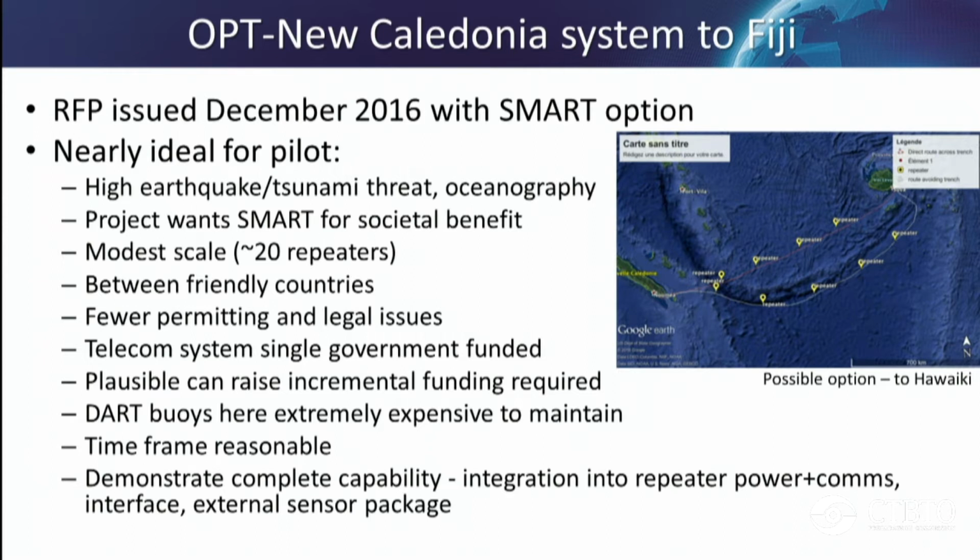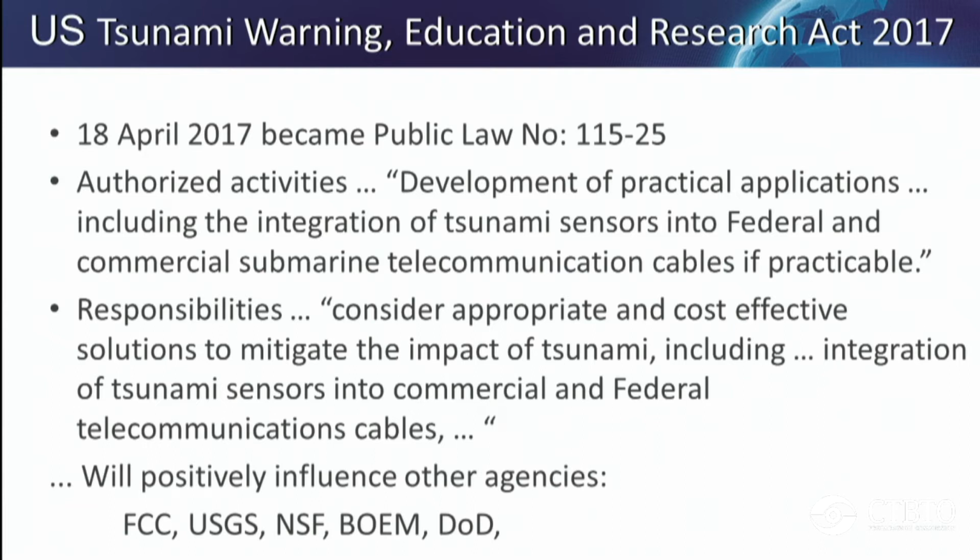The second step, progress: the US Congress and the President signed the Tsunami Warning Education and Research Act of 2017. This was tied to a weather bill, a non-controversial bill. But it basically authorized NOAA to look into the feasibility of using commercial submarine telecommunication cables and federal ones, if practicable, for tsunami purposes.